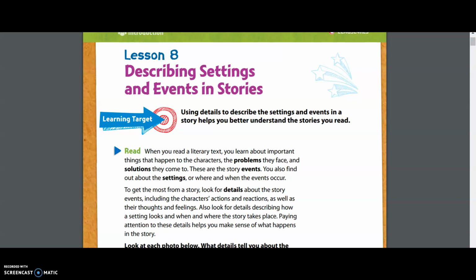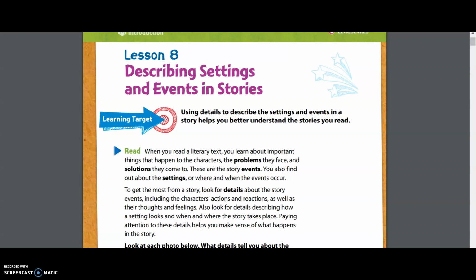story. So yesterday we started by going over our different academic talk, or our different words that you need to know. They were here on this very first page of our packet. We went over the words problems, settings, solutions, details, and events. If you need a refresher on what each of those words mean, please go back and click on yesterday's video, which would have been day 1 of week 2, describing settings and events in stories. But we're going to go ahead and get started for today.